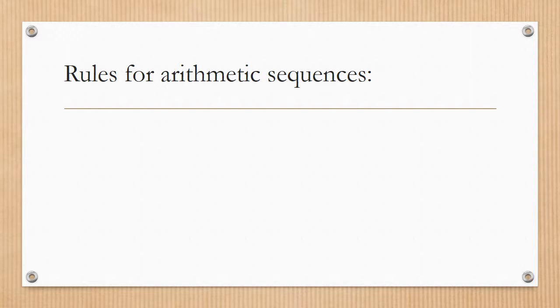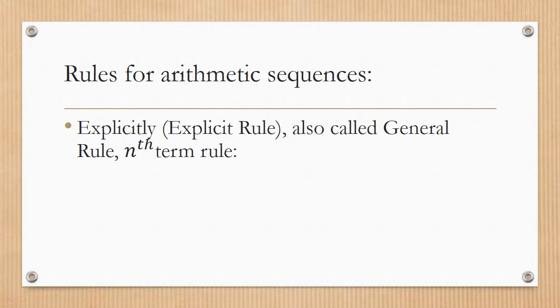Now let's talk about the rules for arithmetic sequences. We have two rules that we need to know for arithmetic sequences. The first one is called the explicit rule, and it's also called the general rule and the nth term rule. And the formula for that rule is a sub n equals a sub 1 plus n minus 1 times d.